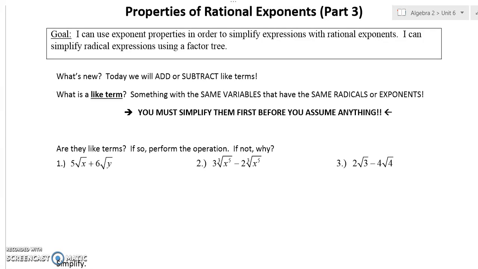Hi everybody, in today's lesson we're going to be talking about properties of rational exponents, and we're going to add and subtract these terms. So let's go ahead and look.